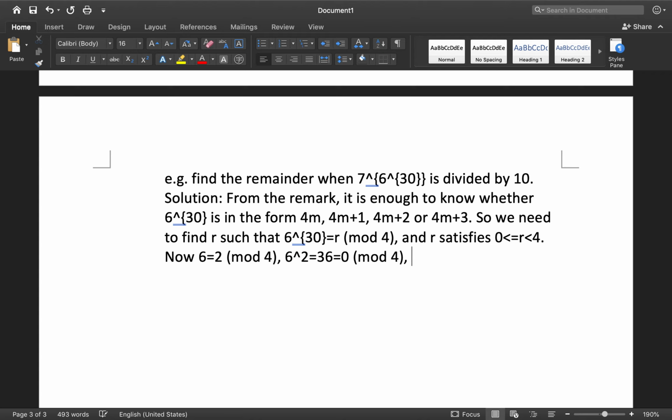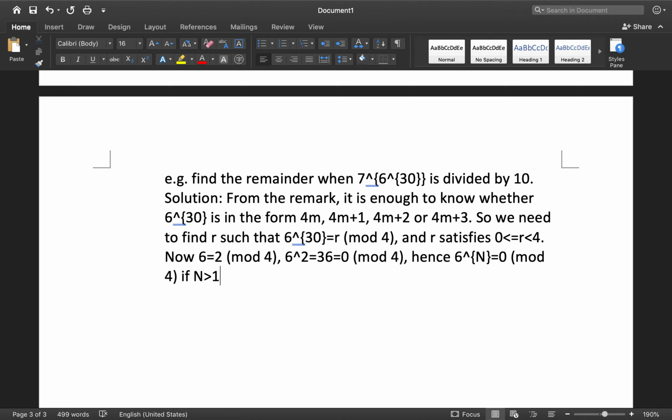Okay, so hence, if you have 6 to any power n, it must give you 0 after you take the congruence mod 4 if n is bigger than 1. Of course n equal to 1 is not true, but when n is equal to 2, for example, 6 to the power 2, that is 36. That will give you congruence 0 modulo 4.